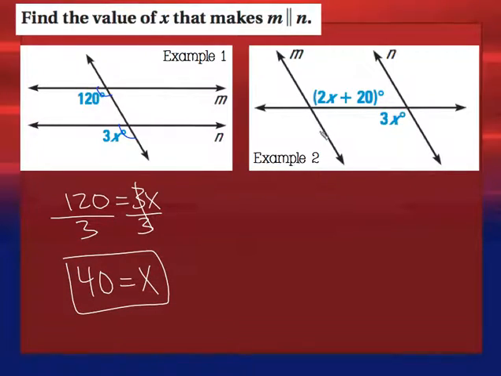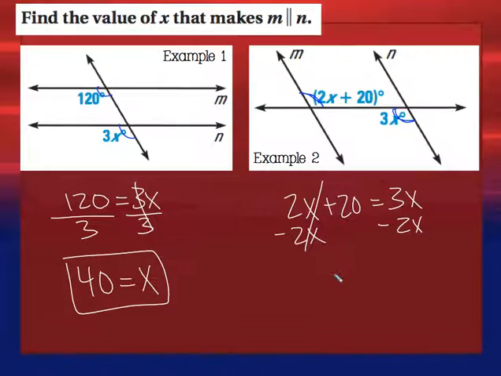Now this one is a little tricky. The 2x plus 20 goes here, and the 3x goes here. Those are alternate interior angles, which are also going to be congruent if the lines are going to be parallel. So you set them equal. Subtract the 2x, and you get x is 20.